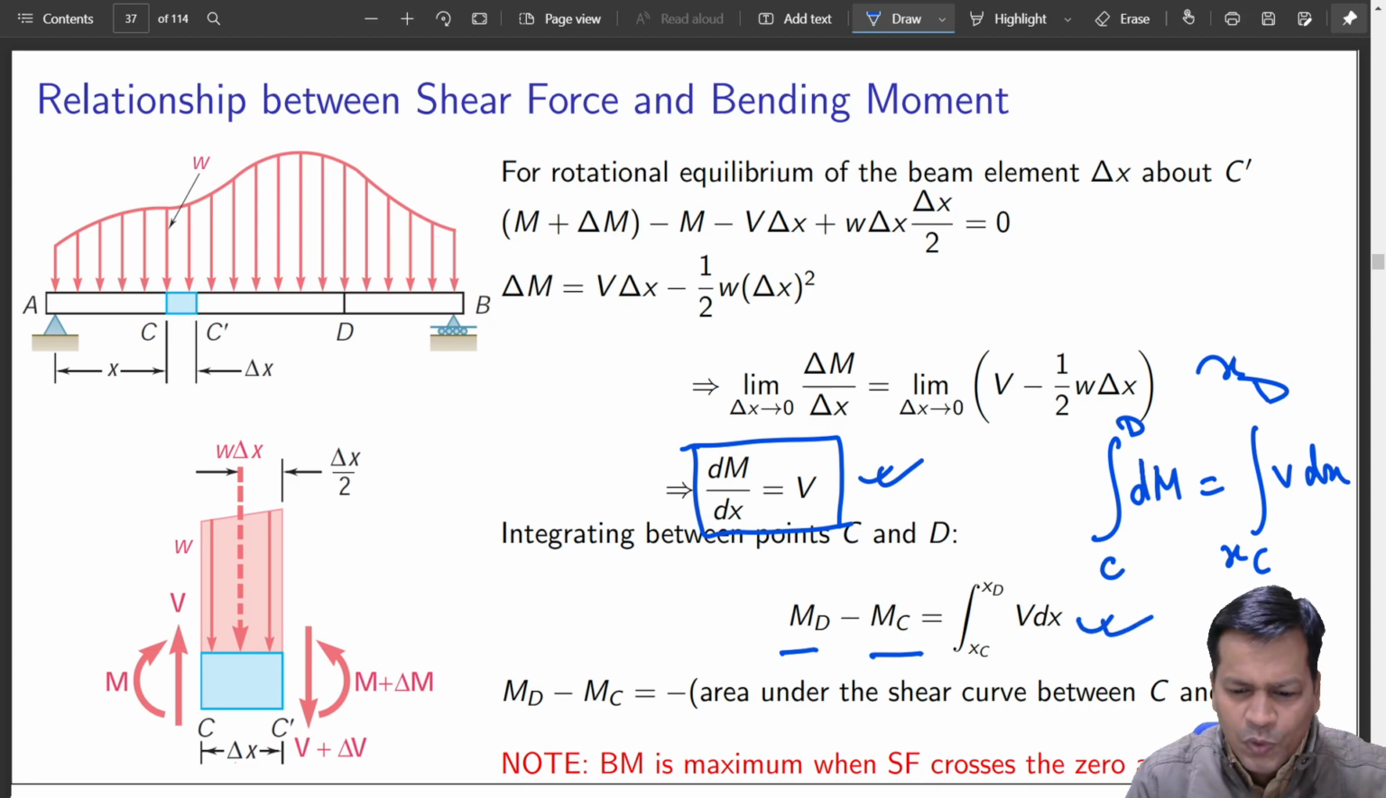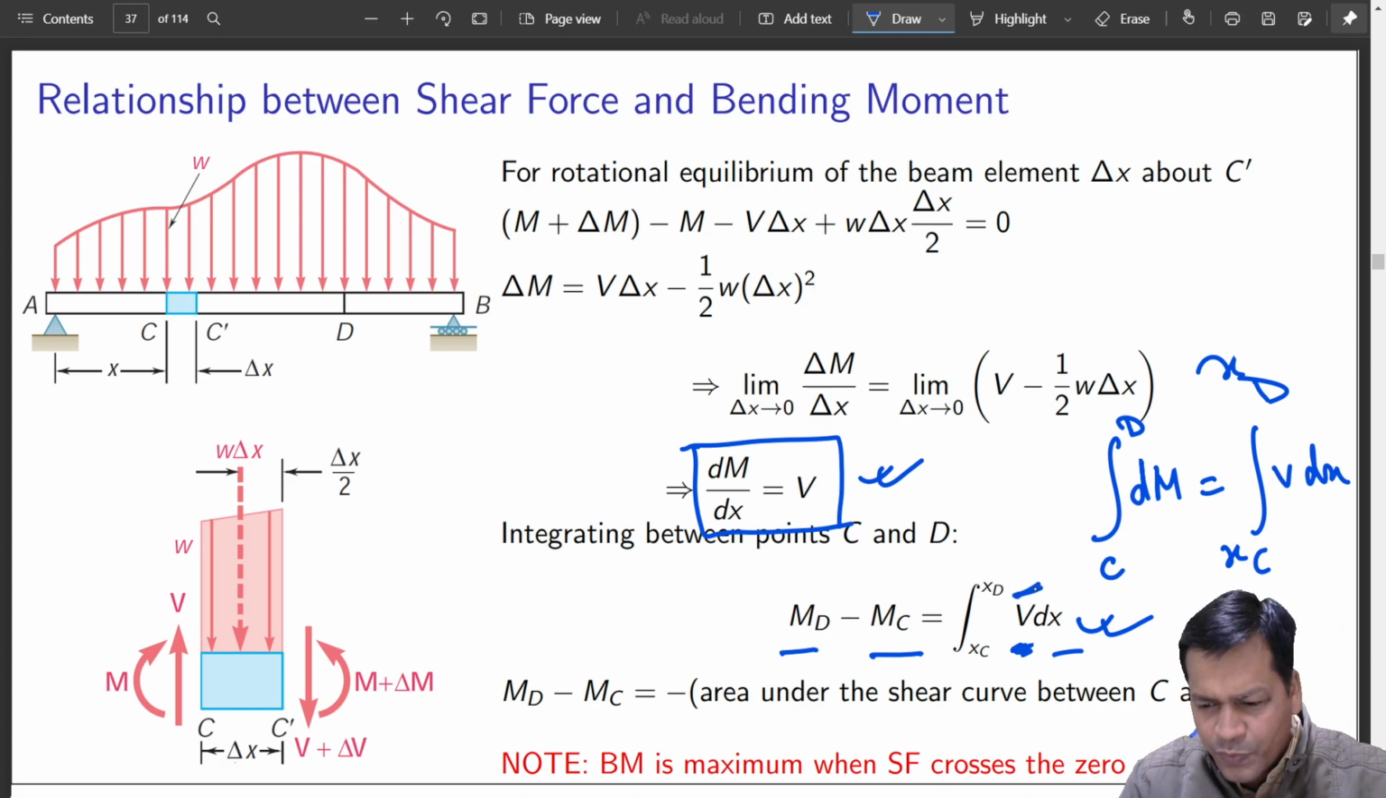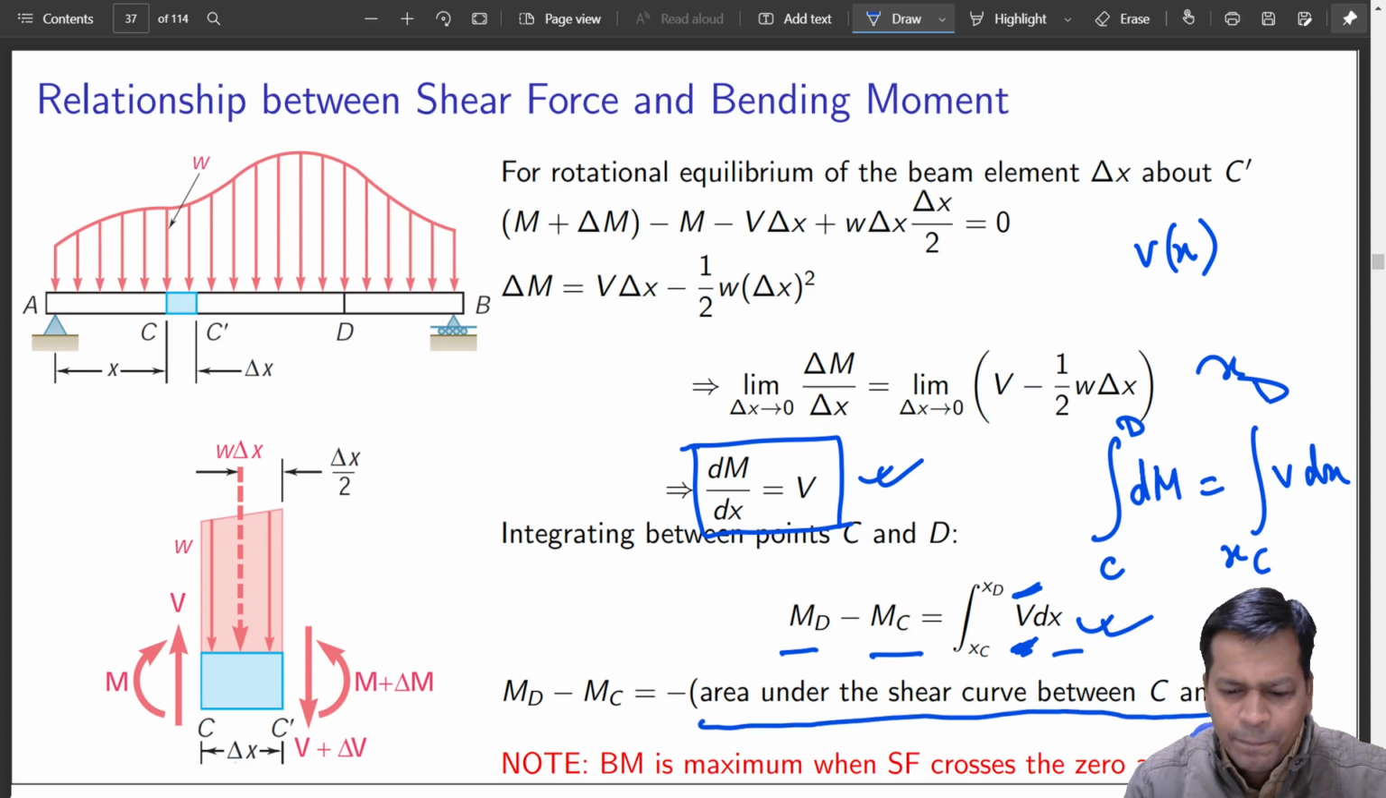So it is again equal to V dx. What is V? V is the shear force. It varied with x as a function V(x). So area under the shear force curve is given by this, and that is the change in moment between C and D.